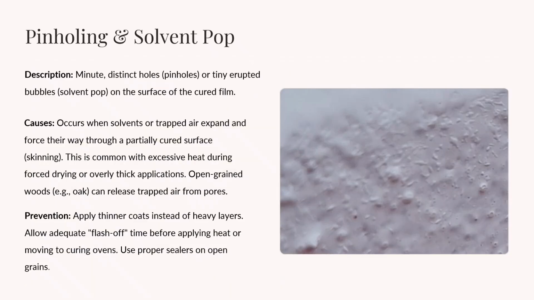This slide explains pinholing and solvent pop, which are common coating surface defects. These defects appear as tiny holes or small bubbles on the cured coating surface. They occur when solvents or trapped air try to escape through a partially dried coating. This is common with high drying temperatures, thick coating layers, or open-grained woods like oak.